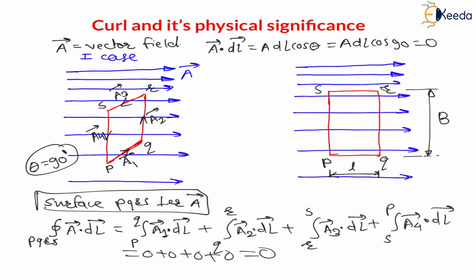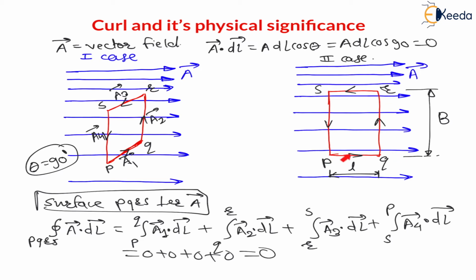Here I am assuming anti-clockwise rotation, meaning we are going from P to Q, Q to R, R to S, and S to P, right? This rotation we are going to assume. And let us say this is the second case, where, my dear students, PQ and RS are parallel to the vector field A. But on the other hand, QR and SP are perpendicular to the vector field.